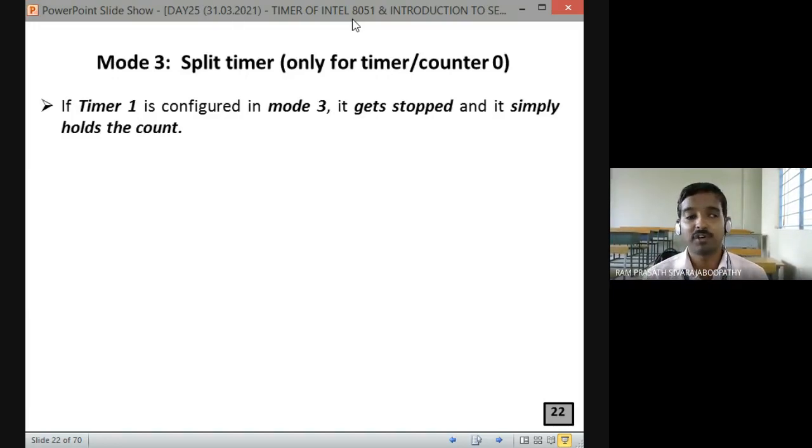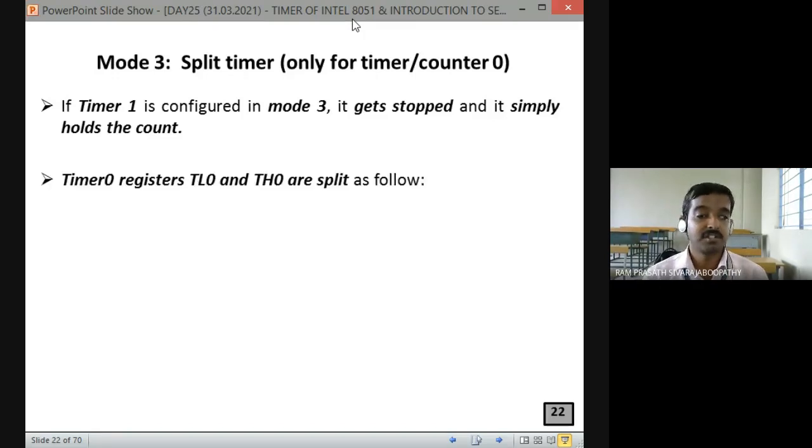When can we go for mode 3? Actually we have only 2 timer or counters. If I need one more timer, I can use this particular mode, so that timer or counter 0 is divided into 2 timers. If timer 1 is configured in mode 3, it gets stopped and simply holds the count. That's all. Timer 0 registers TL0 and TH0 are now going to split into 2 registers.